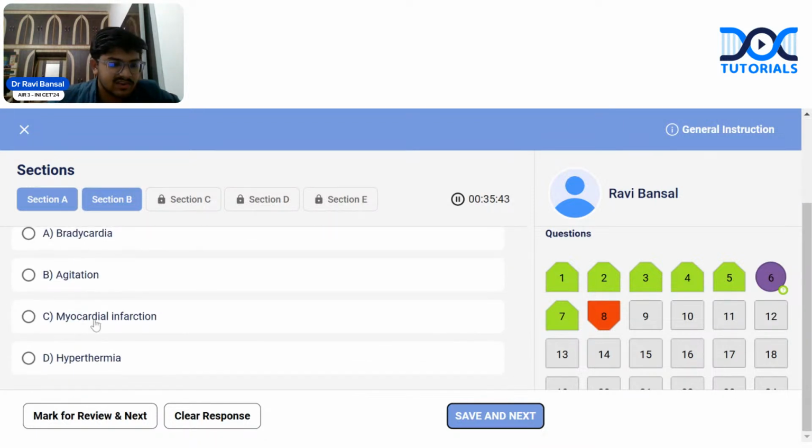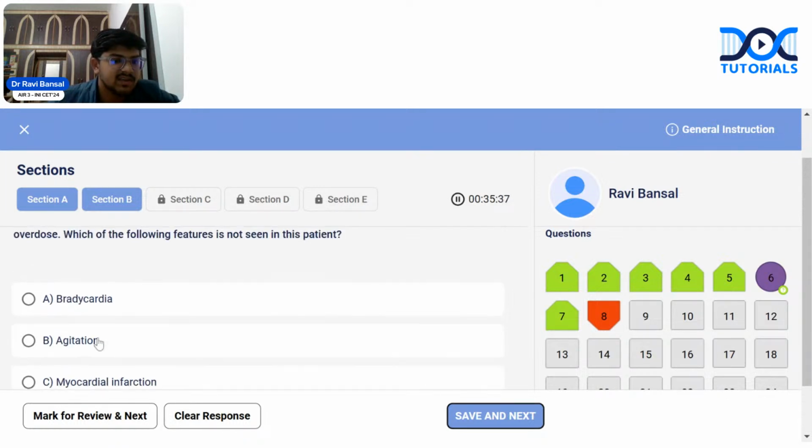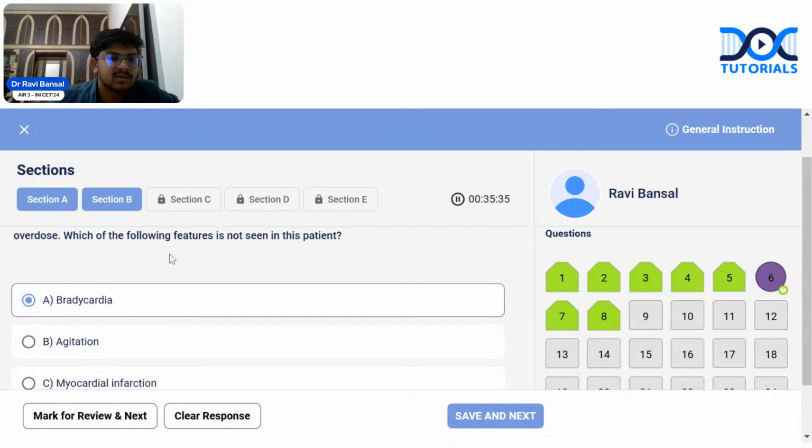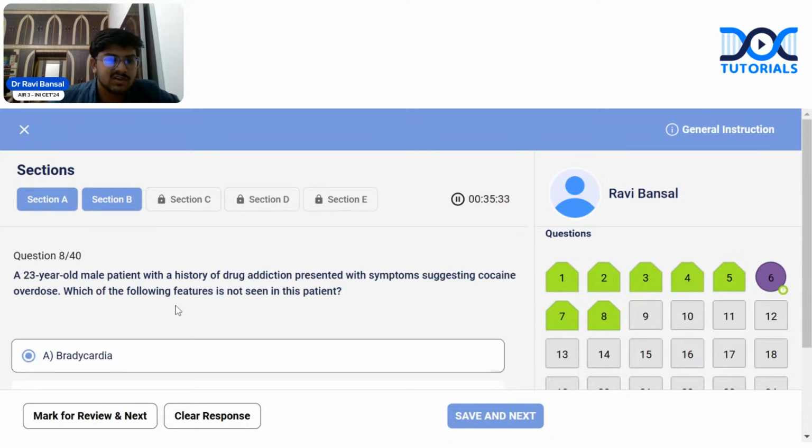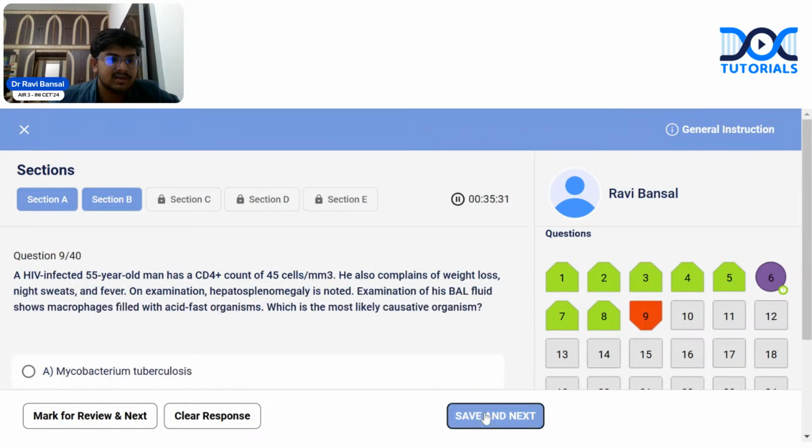Agitation, myocardial infarction, you see in cocaine overdose. Hyperthermia, obviously, when there will be sympathetic overactivation. So hypothermia can be seen. So bradycardia, this option, this is definitely not seen in cocaine overdose. So we will mark that.